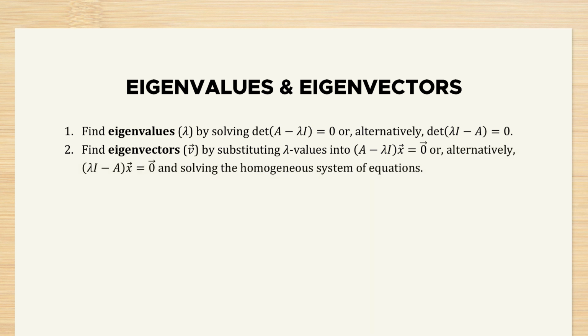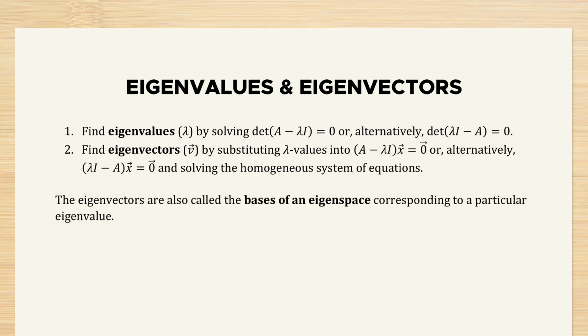An equivalent way of expressing the homogeneous system is to have the coefficients as lambda I minus A. Another way of calling an eigenvector is a basis of an eigenspace for a certain eigenvalue. Let's go find some eigenvalues and eigenvectors.